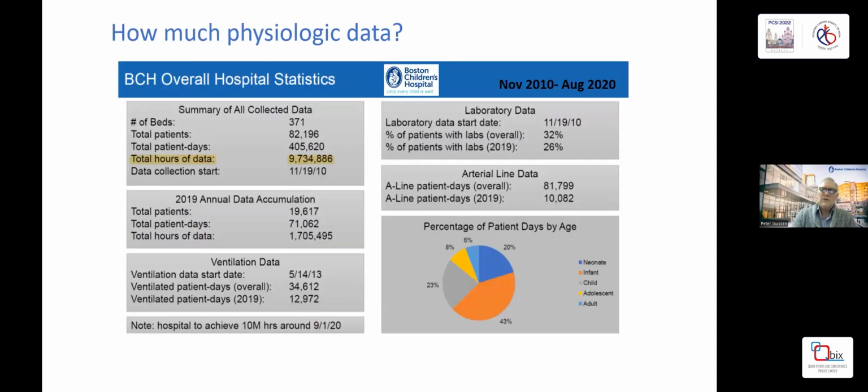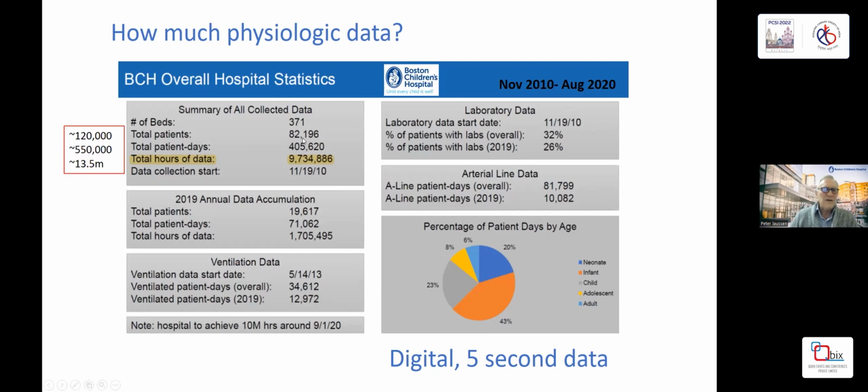How much data are we dealing with? Well, this is Boston Children's Hospital. I took it just for the last 10 years, up to August 2020. And this is data collected on the T3 platform. It's digital data of all physiologic signals streaming from patients in the intensive care unit. It's data collected at 5-second intervals. The total hours of data through August 2020 was just under 10 million hours of data in 82,000 patients.